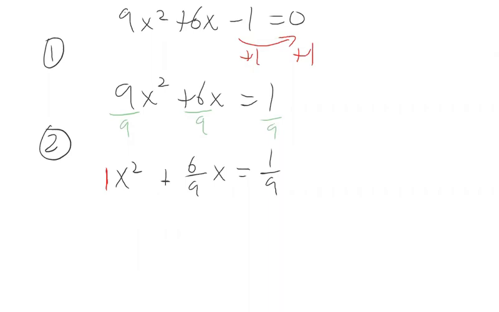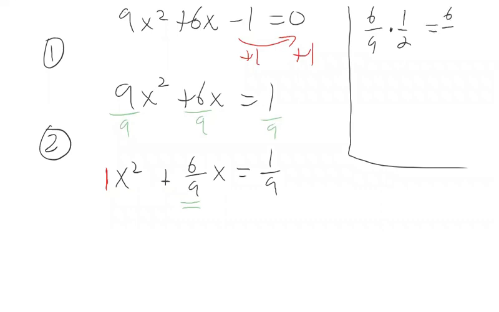Now we go to our scrap paper. So here's my little scrap paper. I take what's in front of the x, which is 6 over 9. And I multiply it by 1/2 or divide by 2, which since I'm dealing with fractions, I want to multiply by 1/2. And I get 6 over 18, which reduces down to 1/3.